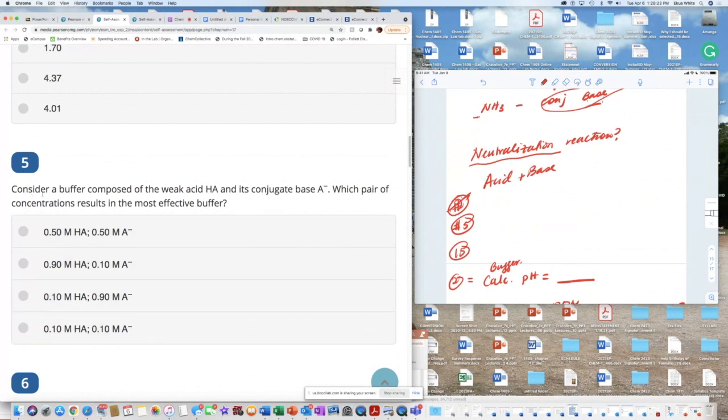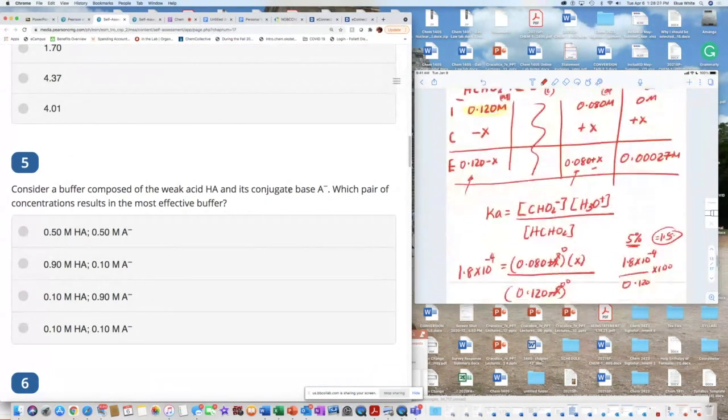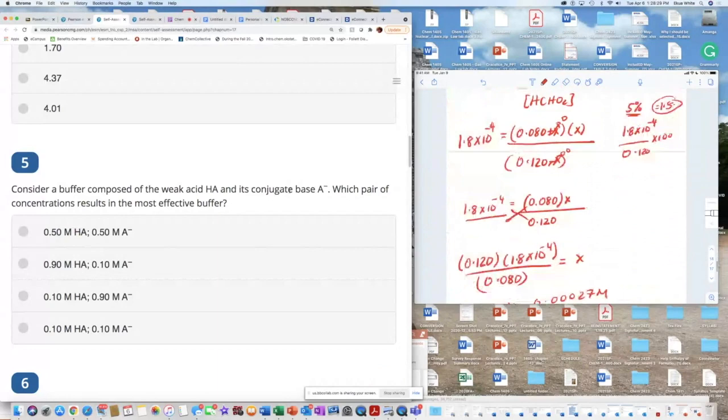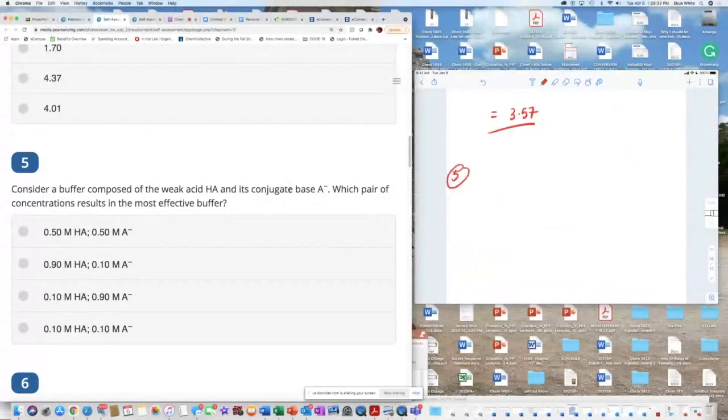Okay, it says here, a buffer composed of a weak acid and its conjugate base, so that's the conjugate acid-base pair. So number 5, a buffer is the acid and its conjugate base pair, right? You can see from the acid to the conjugate base, you just lost a hydrogen and a positive charge. Which pair of concentrations results in the most effective buffer? We want the best buffer.